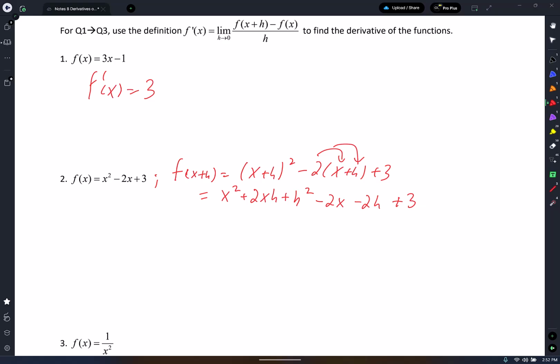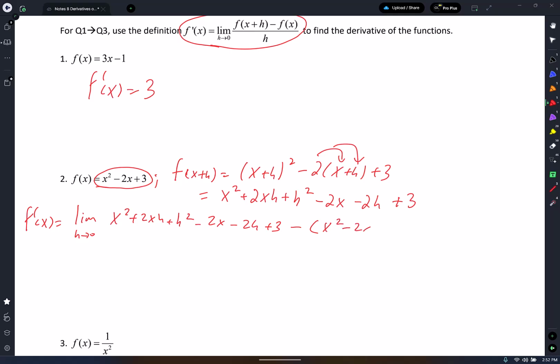So here we go. F prime of x, which equals limit as h approaches 0. My f of x plus h is this guy, so I'll just write x squared plus 2xh plus h squared minus 2x minus 2h plus 3 minus, open parenthesis, this is my f of x, x squared minus 2x plus 3, and all this is over h. Are we still okay?